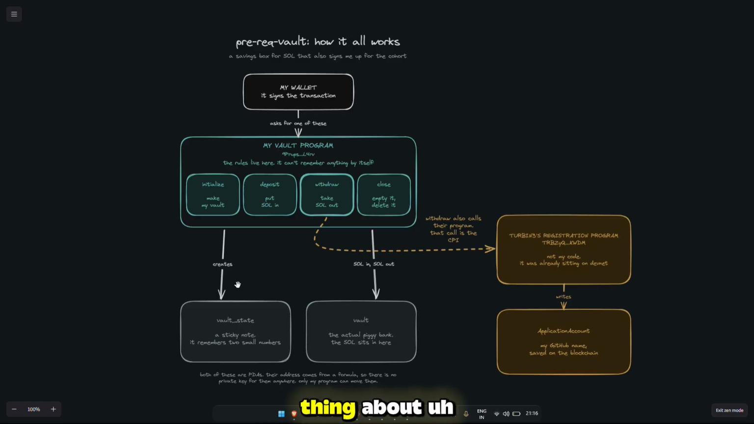Now, the interesting thing about both of those is that neither has a private key, because the addresses come from a formula rather than a key pair. So nobody is holding anything anywhere. Which raises the question of how money ever leaves. And the answer is my program signs for it by proving it knows the formula.